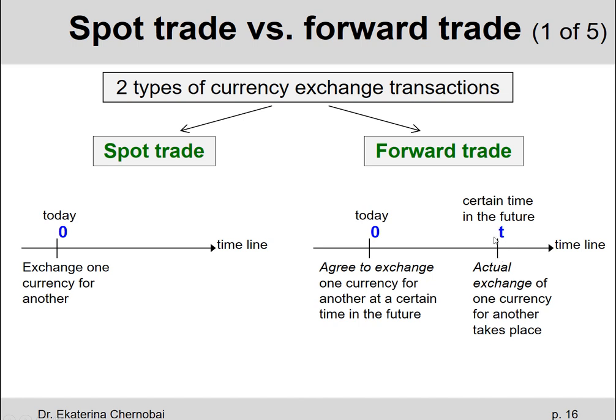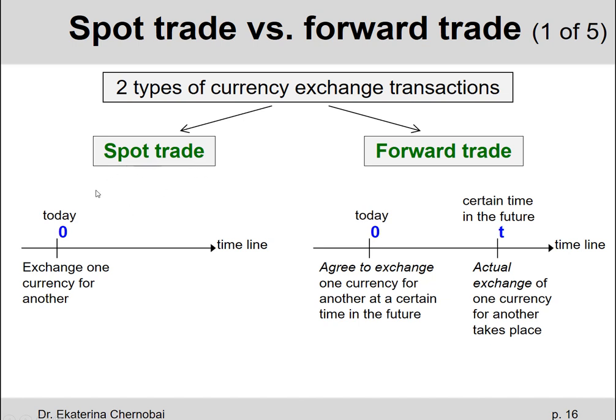And the exchange rate that will be used at time t in the future is the one that was agreed upon today in year 0. So today we agree on the exchange rate. At that specific point of time in the future, we actually use it and exchange the currencies. So today we just agree to exchange one currency for another at a certain time in the future at a specific exchange rate. And at time t in the future, so it could be, let's say, in 6 months, right? What happens is the actual exchange of one currency for another using that exchange rate that was agreed upon in year 0.